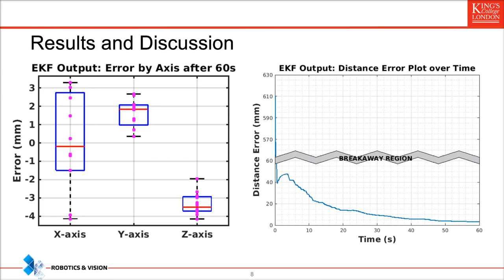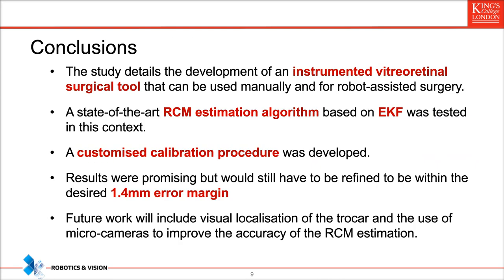In conclusion, the study details the development of an instrumented vitreoretinal surgery tool that can be used both for manual or robot-assisted surgery. A state-of-the-art kinematic data RCM estimation method was tested to see whether it was accurate enough for this application. A customized calibration procedure was also developed to register the EM probe to the forceps shaft. The results from the test were promising, but would still need further refinement to be within the desired 1.4 millimeter error margin. Future work will consist of visual localization and tracking of the trocar. Also, the use of the micro cameras to improve the accuracy of the RCM estimation will be explored.